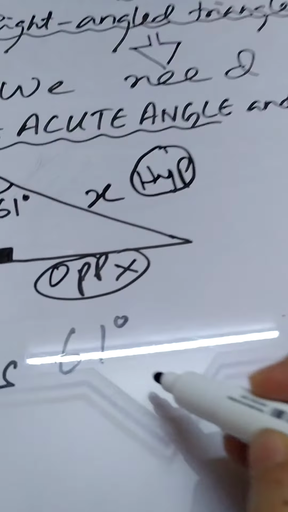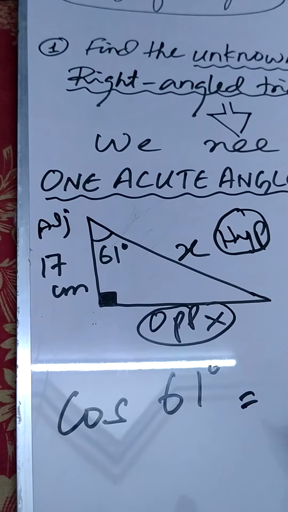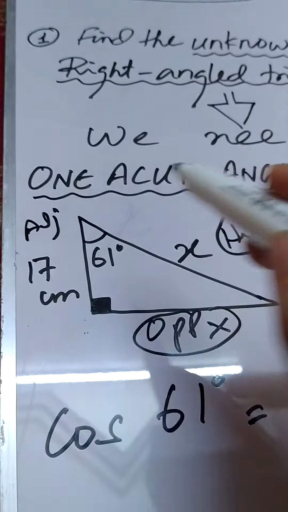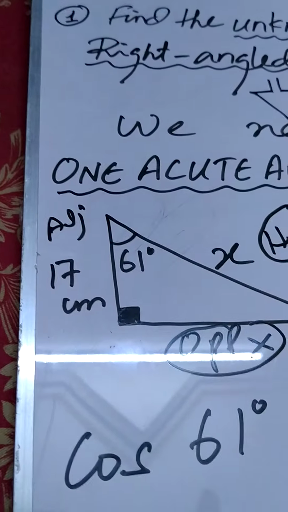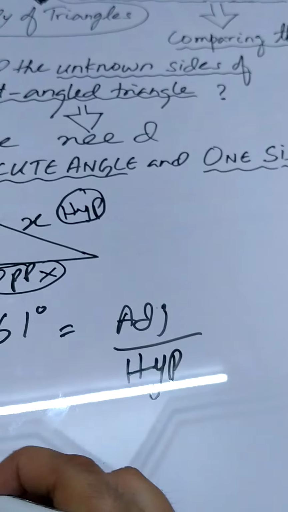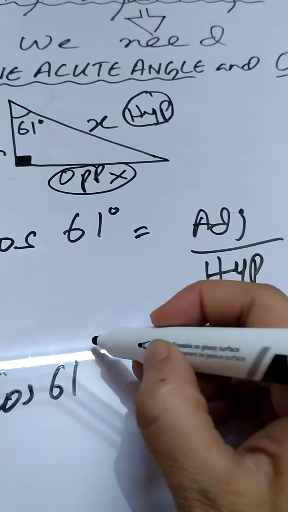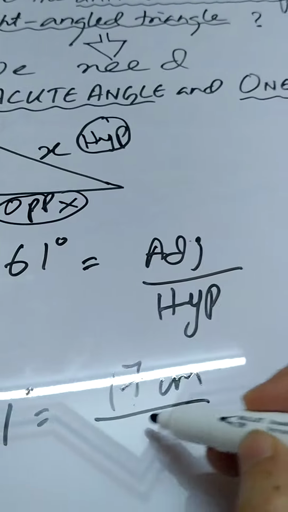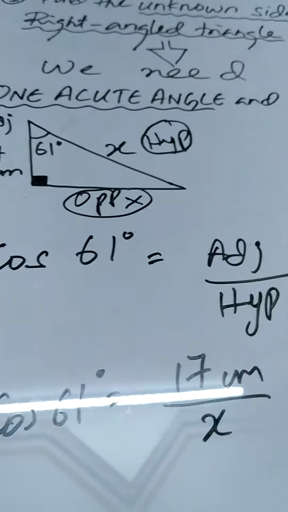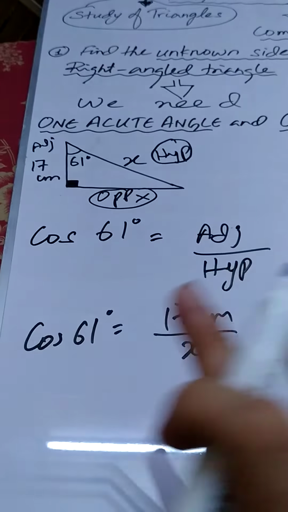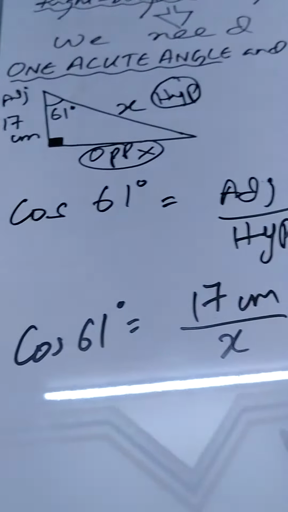So cos 61 is equal to adjacent upon hypotenuse. Cos is when we compare the side adjacent and hypotenuse. So cos 61 degree is equal to adjacent upon hypotenuse. Adjacent is given, 17 centimeter, and hypotenuse is unknown, which is x. So by comparing the two sides, adjacent and hypotenuse, we make a ratio, and with the help of this ratio we get an equation. By solving this equation we get the value of x.